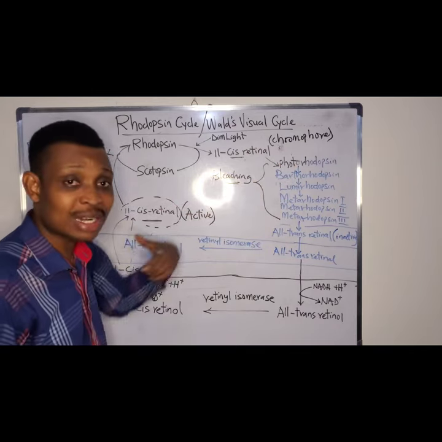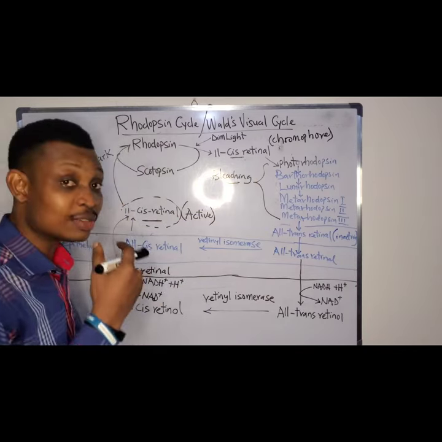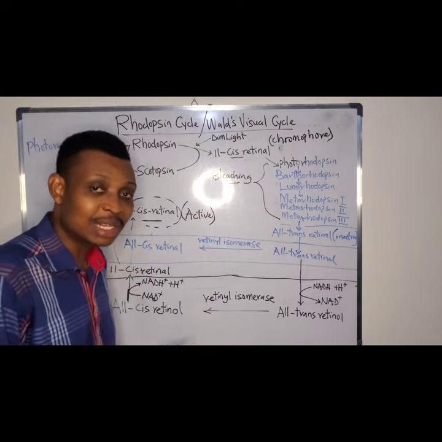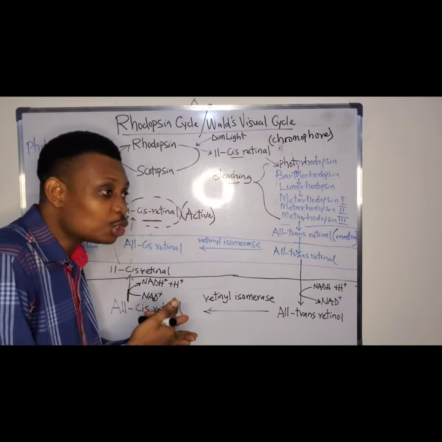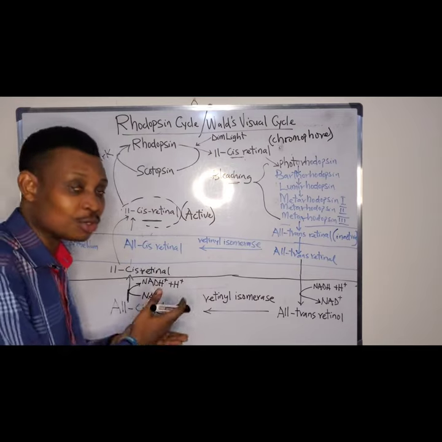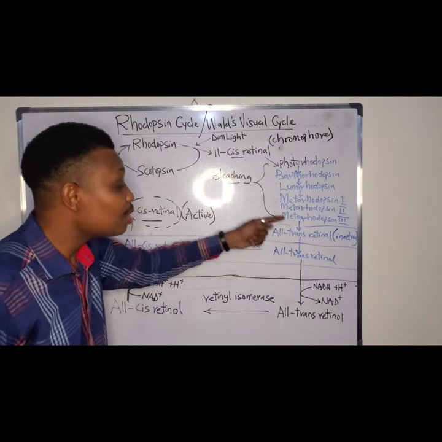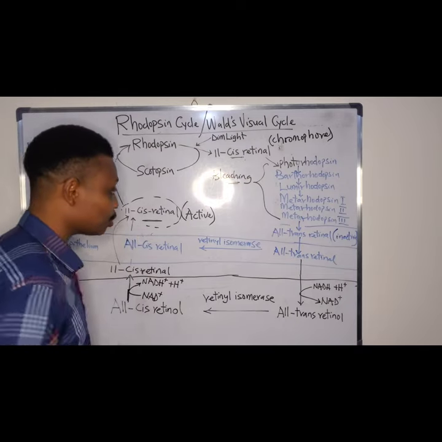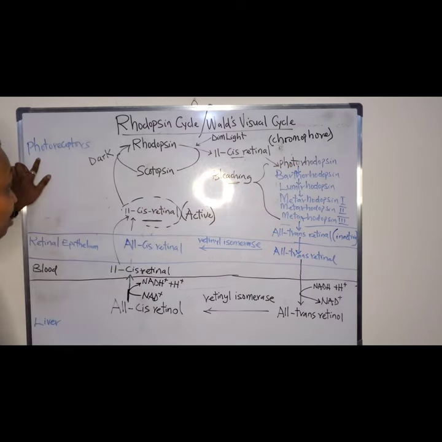And this process of bleaching is very rapid. It's like in milliseconds or in nanoseconds. So it's very fast. So for there to be vision under dim light, if there was a dark condition and then dim light comes up, for vision to be maintained, there must be the presence of 11-cis retinal in the photoreceptor. And since 11-cis retinal has undergone this bleaching, it means more 11-cis retinal will be needed in the photoreceptor. Now, this whole bleaching process occurs in the photoreceptor.